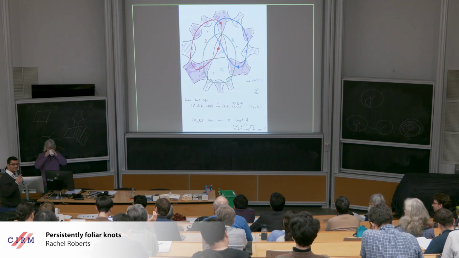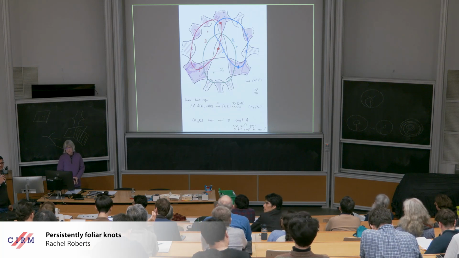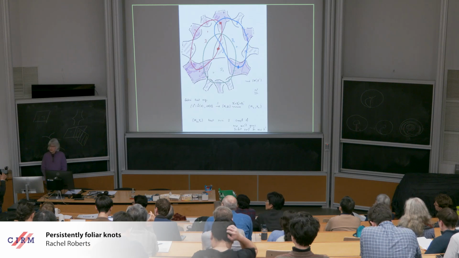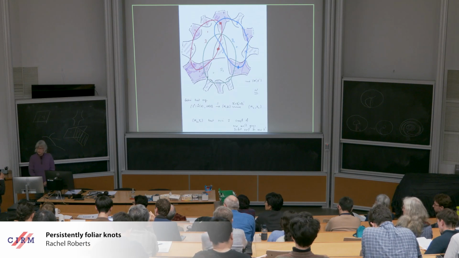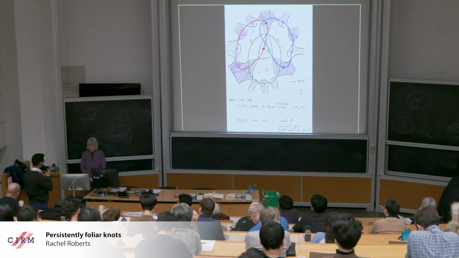Thank you very much. Questions for Rachel? So I have a question. Is it known if Montesinos and the other class of knots have a non-orientable essential spanning surface or not, in general?